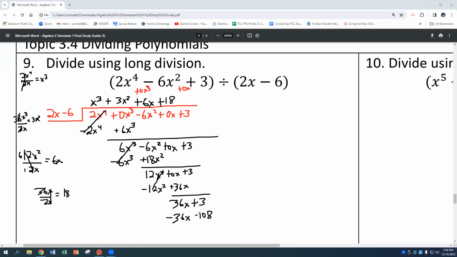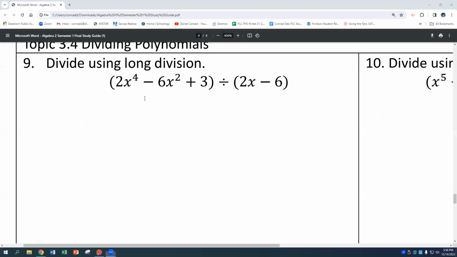Okay, we're subtracting, so we need to switch the signs. And that gives me 11 as my remainder. So I need to put plus 11 over 2x minus 6, and that's going to give me my solution. Okay, so a remainder of 11, so it's plus 11 over 2x minus 6.